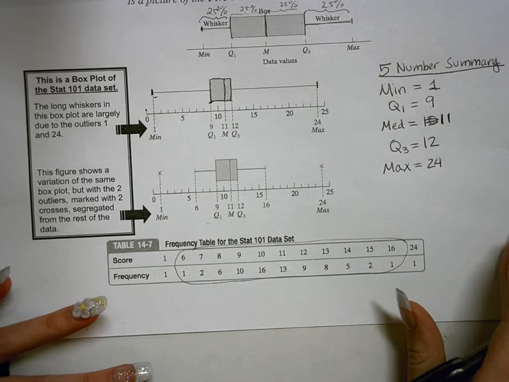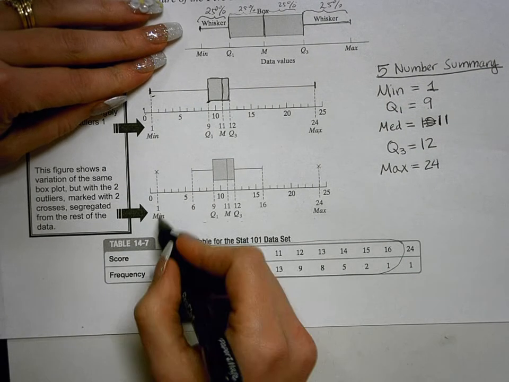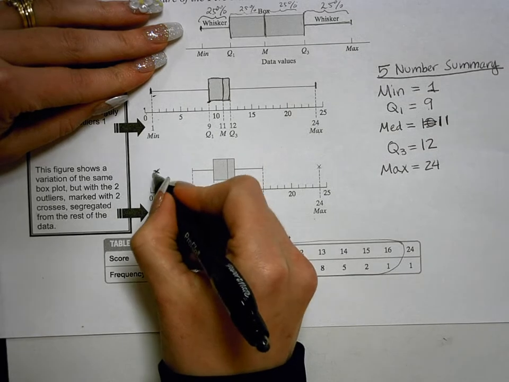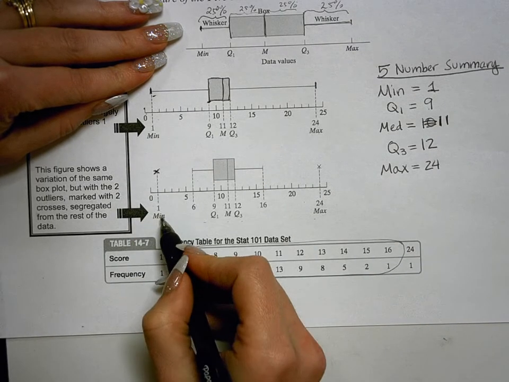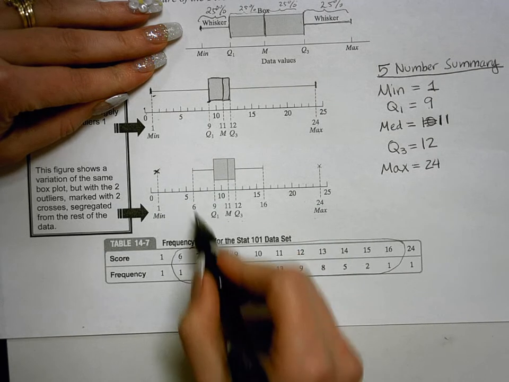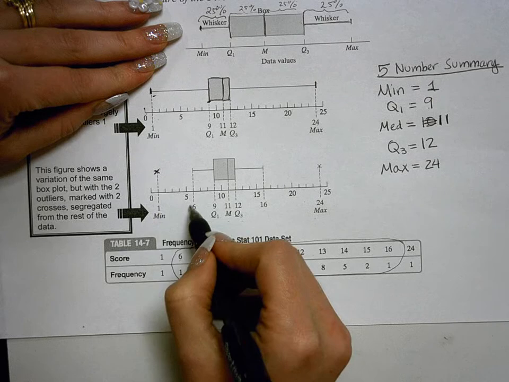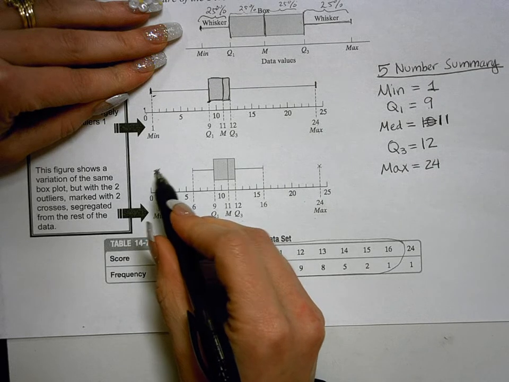And if we look at the box and whisker plot below, it is actually a more accurate box and whisker plot. It still states the minimum, but it puts an X because it has an outlier. And then it goes to the next value, which is a score of 6. It shows that there were no scores between 1 and 6. This just represents that one data point, the min.